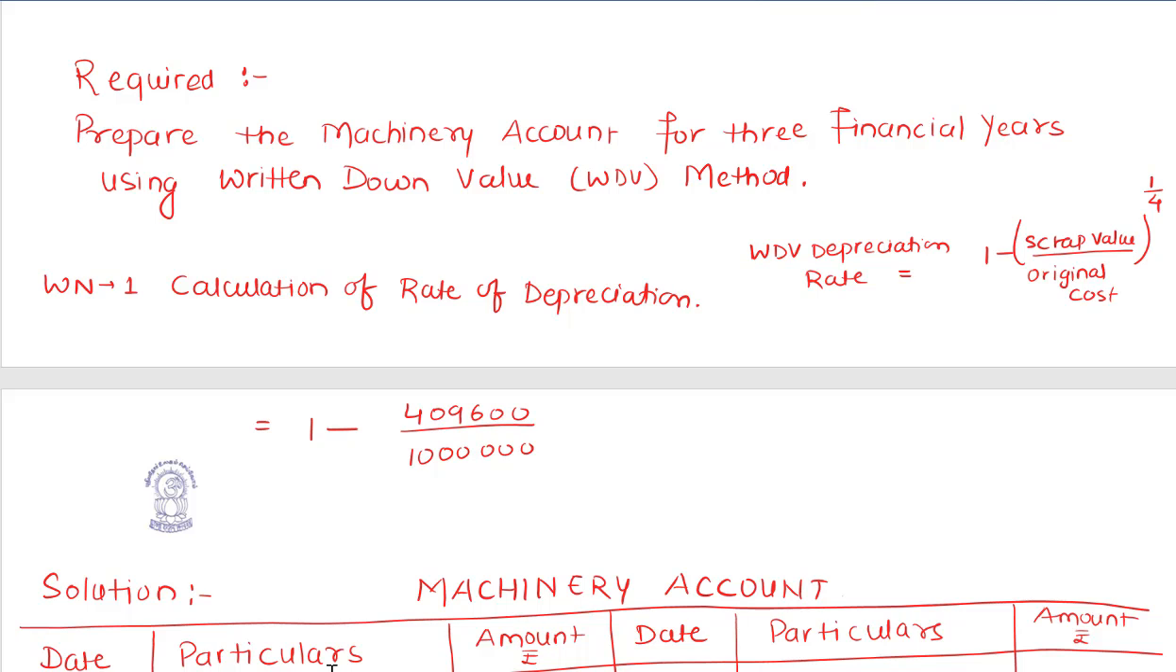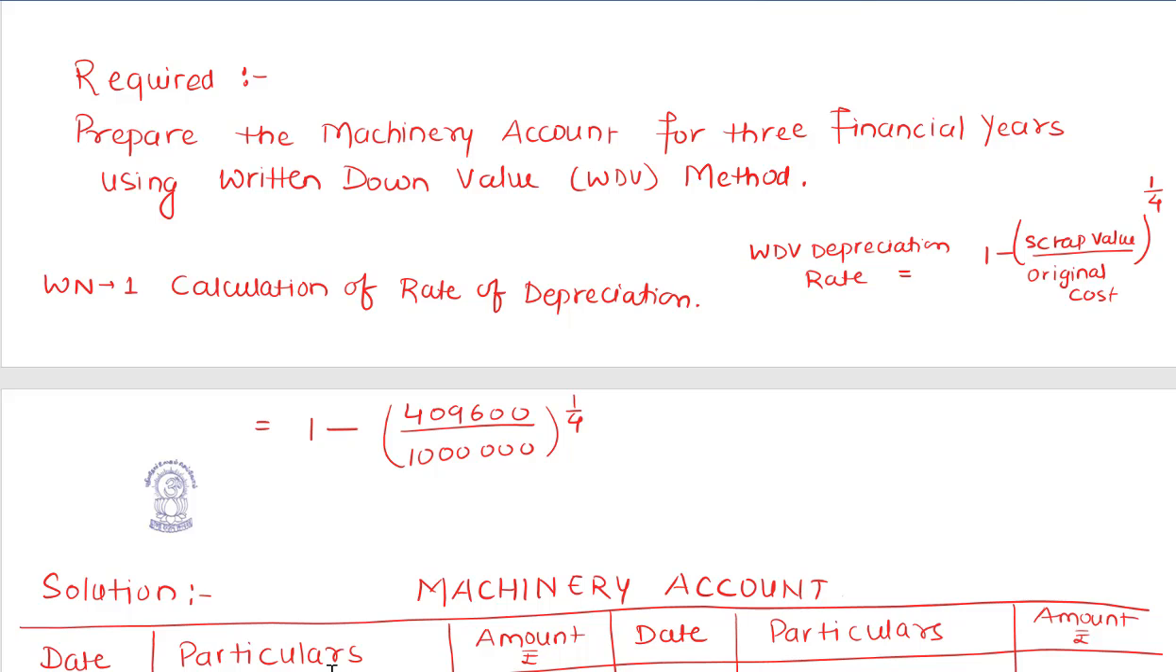Original cost is 10 lakhs to the power 1 by 4. How will you solve it? Keep your calculators ready. I'll help you to solve it.